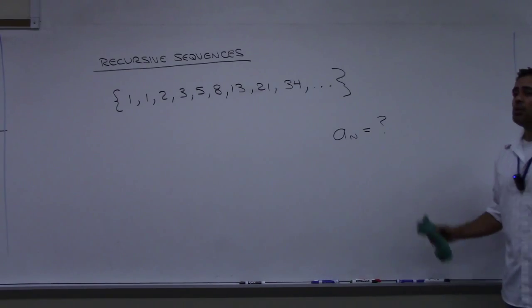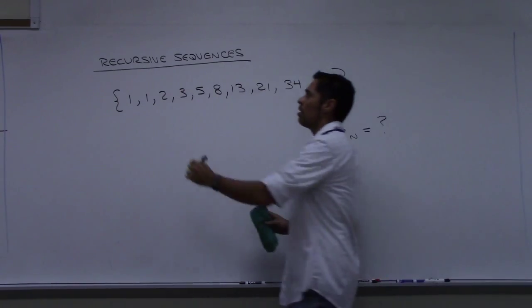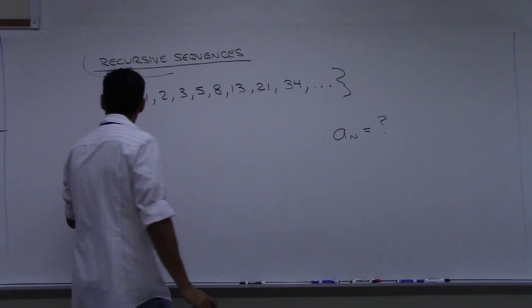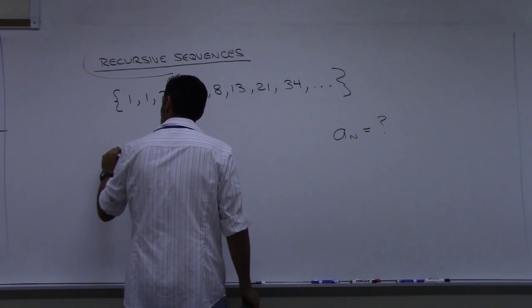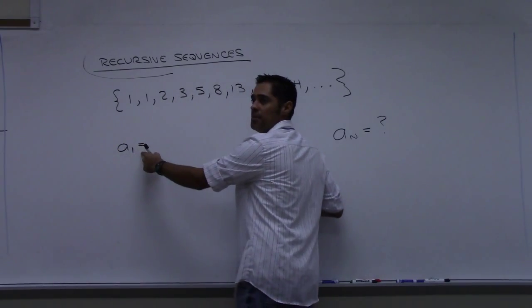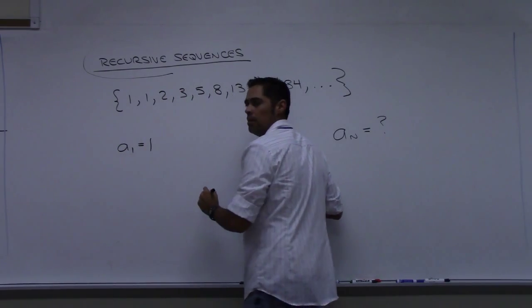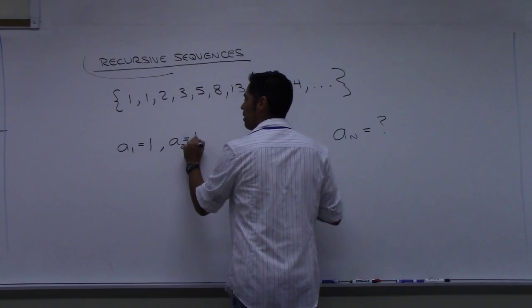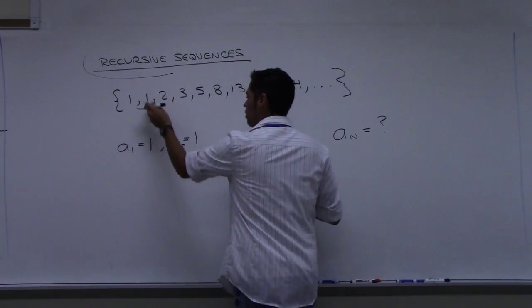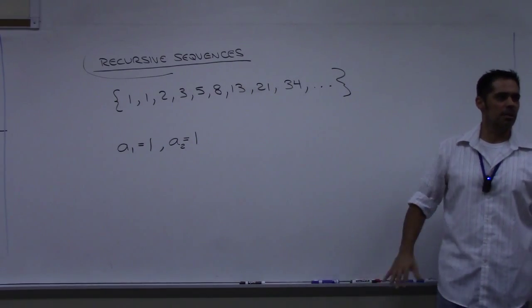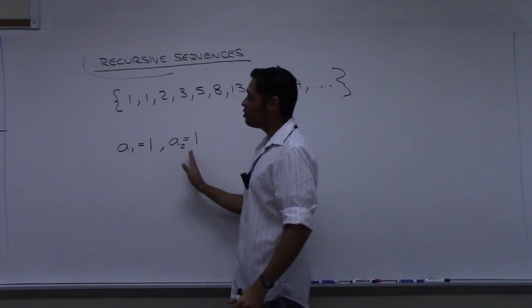But there is a way that you can do it using what's called the recursive definition. And here's how it goes. What we know is that the first one in the sequence has to be 1. We also know the second one is 1 also. The first two are 1, right?